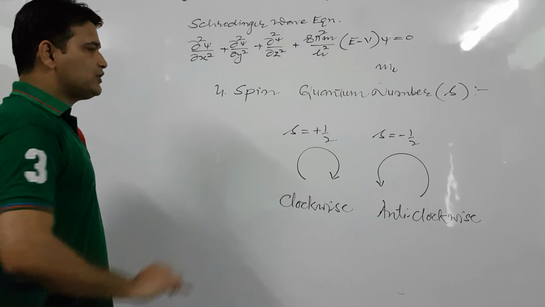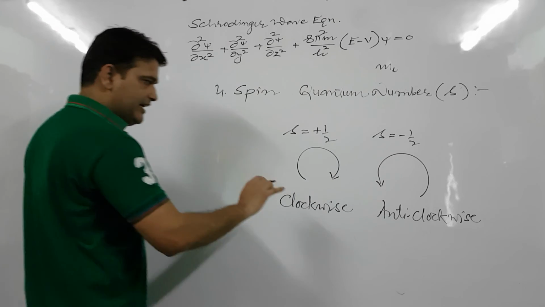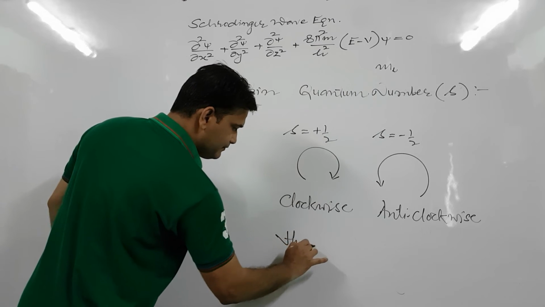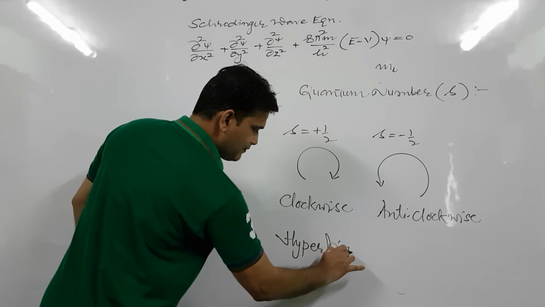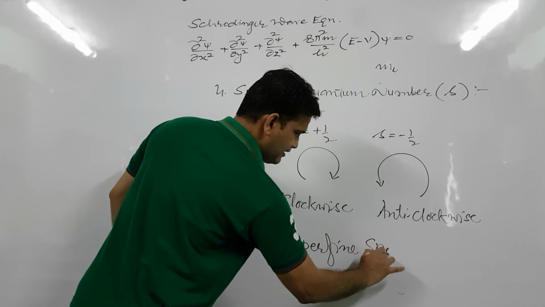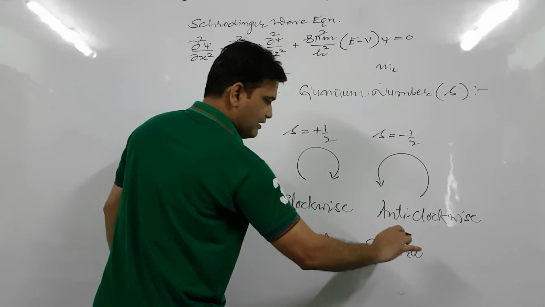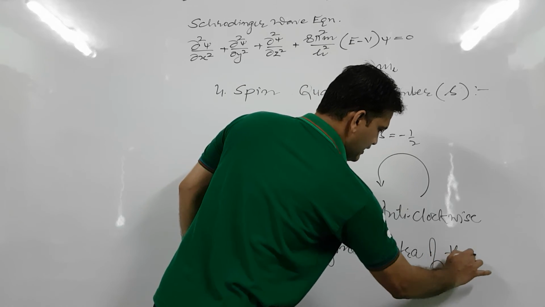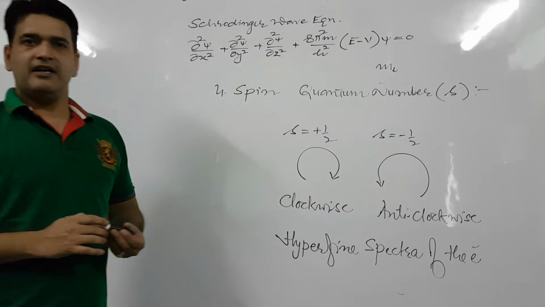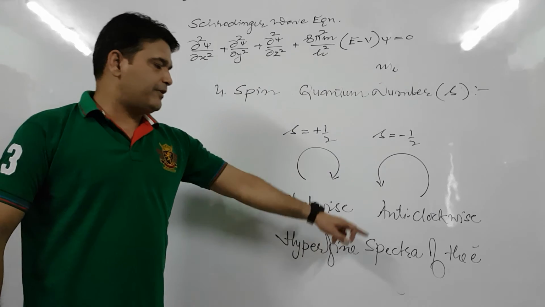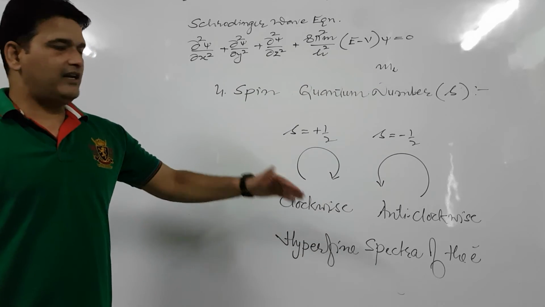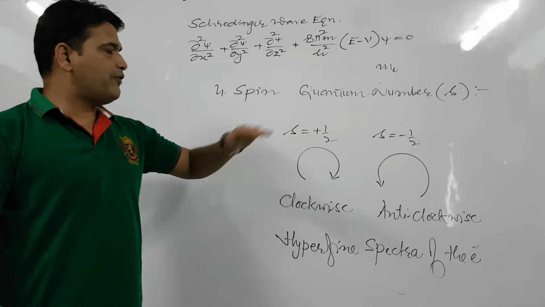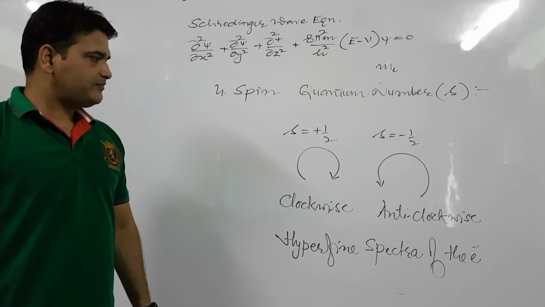And this is the 4th quantum number, and it tells us about the hyperfine spectra of the electron. So this was the concept of quantum numbers.